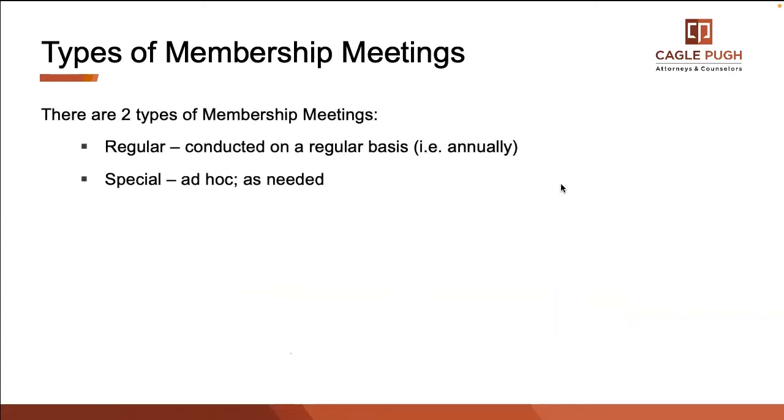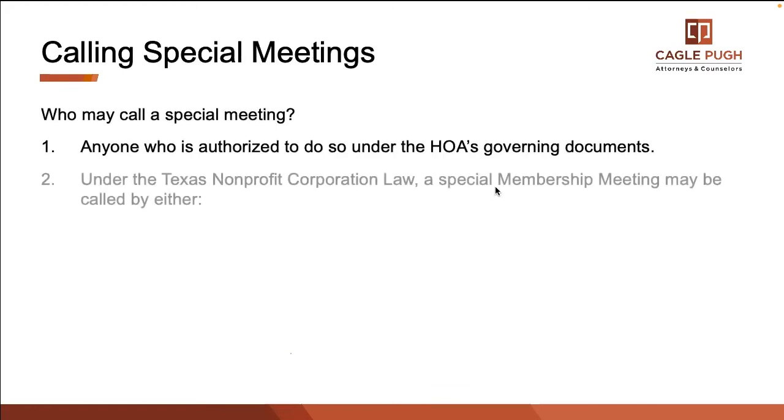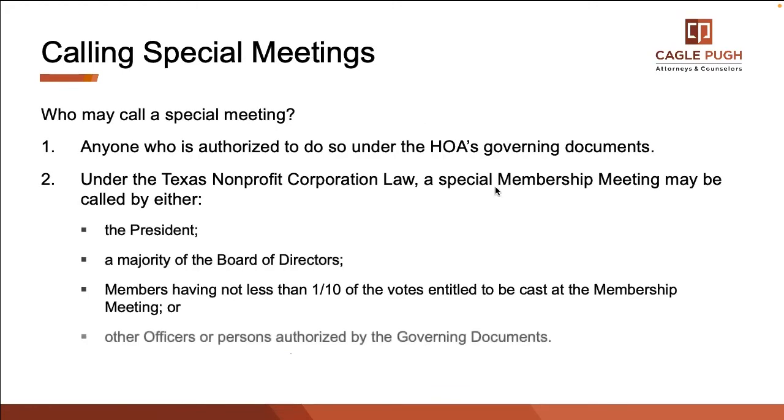Now, there's two kinds of membership meetings. You've got your regular membership meetings. This is what you refer to as your annual. And then you've got special or ad hoc as needed membership meetings. An HOA is required to hold an annual meeting of its membership at the time stated in its bylaws. If the HOA fails to timely call an annual meeting, there's two ways that owners can demand that you fix that. And we'll go into that in a little bit.